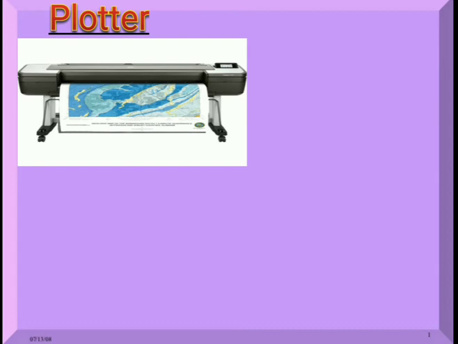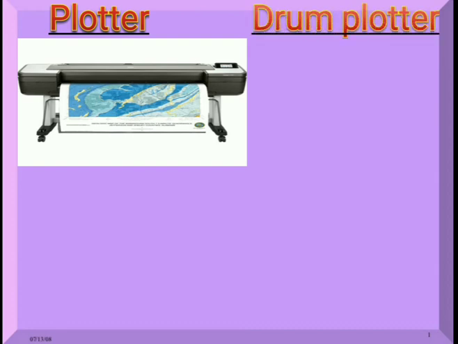Plotters are divided into three types. Drum plotter. This plotter consists of a drum or roller on which a paper is placed and the drum rotates back and forth to produce the graph on the paper. Drum plotters are used to produce continuous output such as plotting earthquake activity.